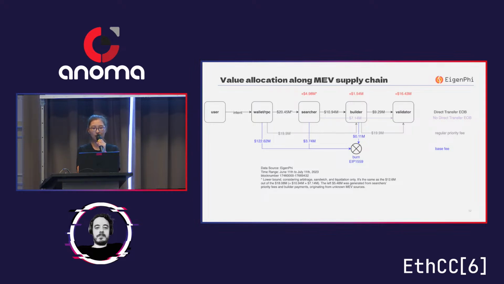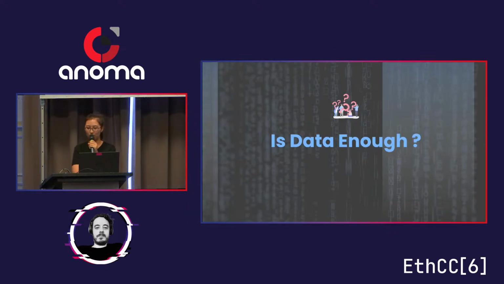So here are the data and the MEV value allocation that we want to share. EigenPhi is an on-chain data platform where we keep monitoring liquidity data, especially on MEV. But there's a question that we keep asking ourselves: is data enough?